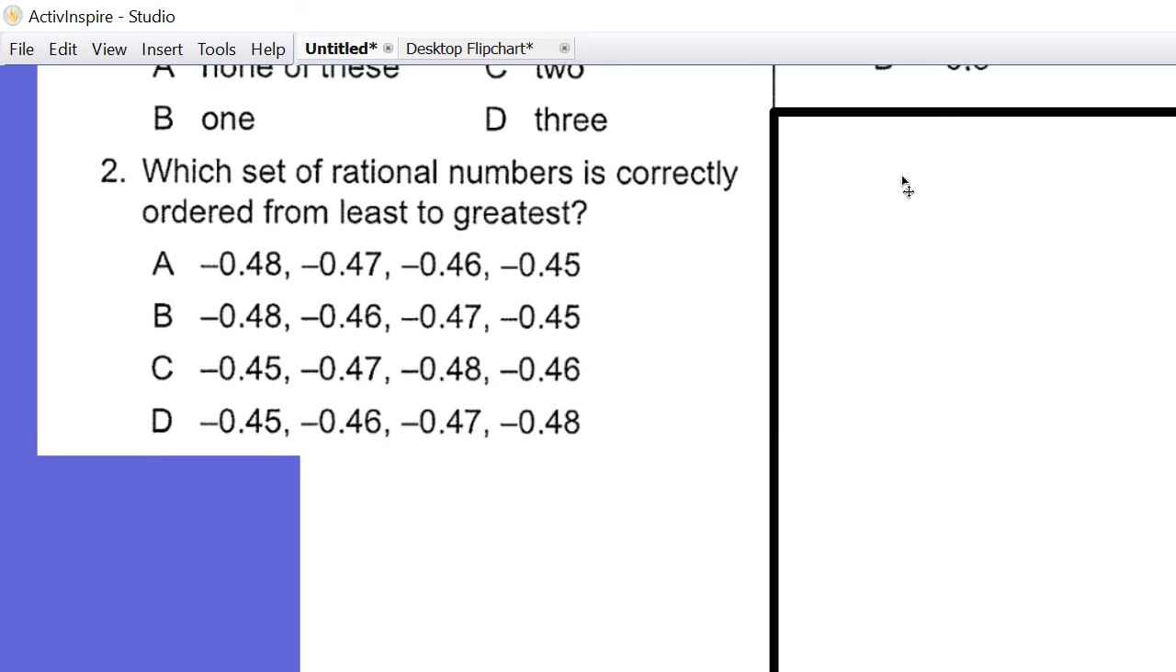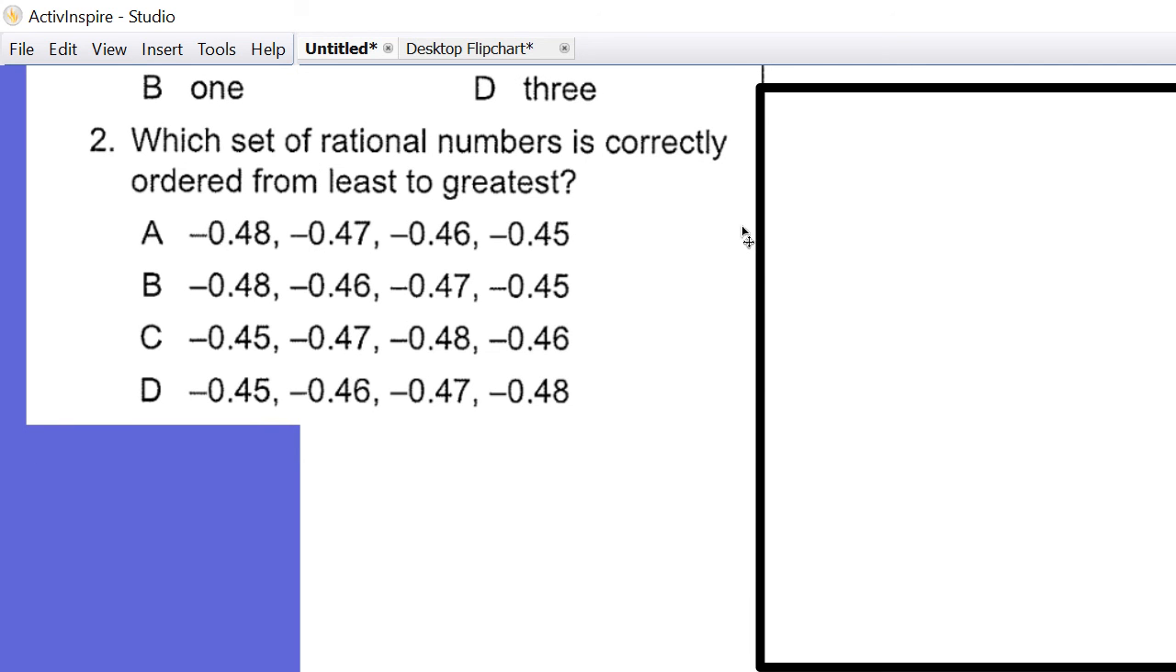Let's move on. Question number 2. Which set of rational numbers is correctly ordered from least to greatest? So it's kind of a lot to look at, but let's think about negatives. This is the key here. If I draw a number line, even if I don't have anything on there, I need to know that 0 would theoretically be in the middle, and on the left would be, we could just do -1 right here, and on the right would be +1. Just remember on a number line that the farther left you go, the less it is. These are the negatives and these are the positives.